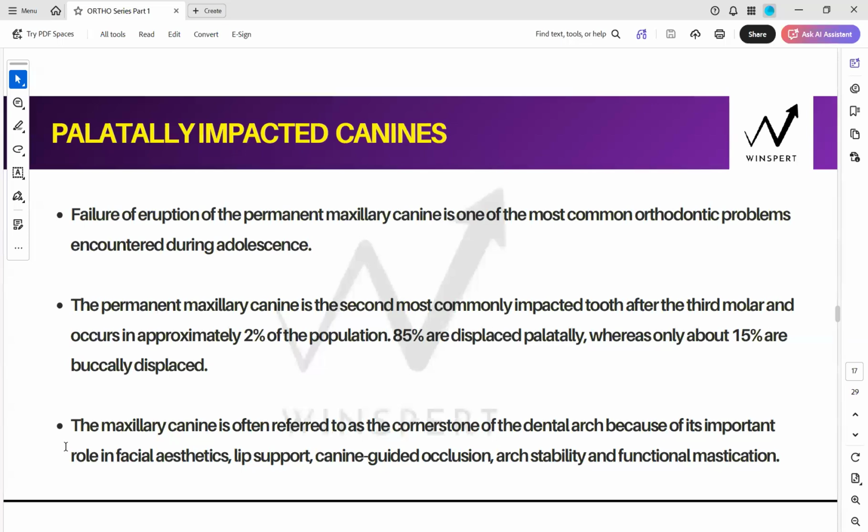Now, the maxillary canine is often referred to as the cornerstone of your dental arch. We all agree with that? It is your canine guided occlusion, canine guidance. All the torsional forces, the most important laterotrusive forces, are taken here. It is important in aesthetics, lip support, arch stability, and functional mastication, and that is why failure of eruption of the canine has both functional as well as aesthetic consequences. Do we agree with that?